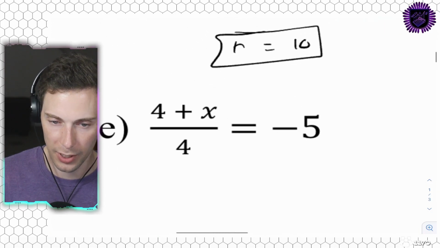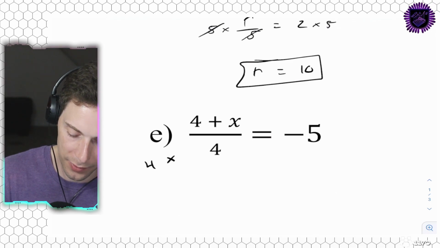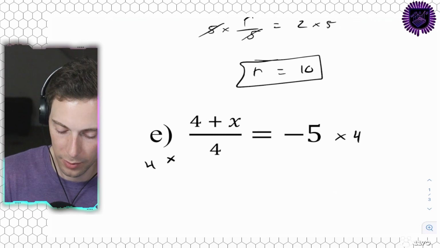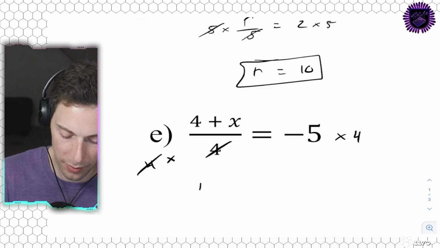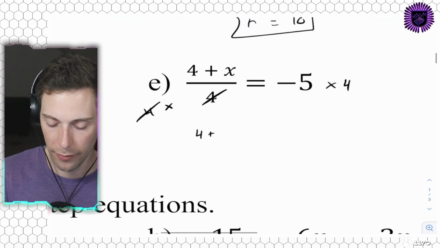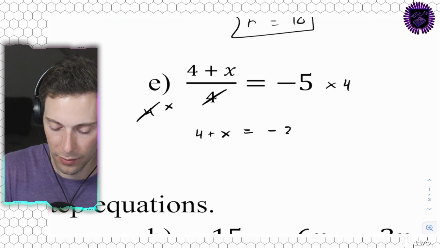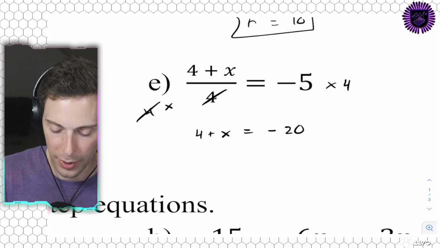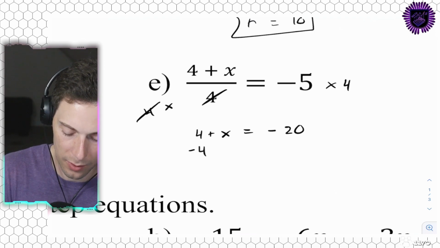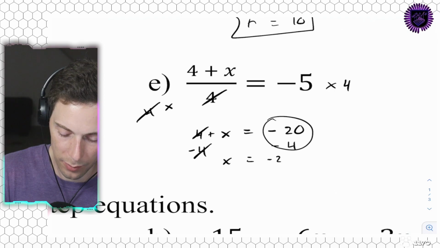Now this one's a little bit more tricky. We have to first multiply by 4 on both sides, which is not normal. That cancels out, leaving us with 4 plus x. Jeez, come on. 4 plus x is equal to negative 5 times 4, which is negative 20. And then we have minus 4, minus 4. On this side, that cancels out. X is equal to this, which is negative 24.